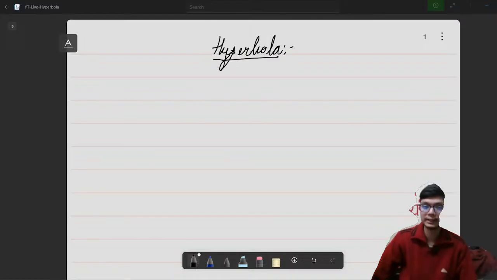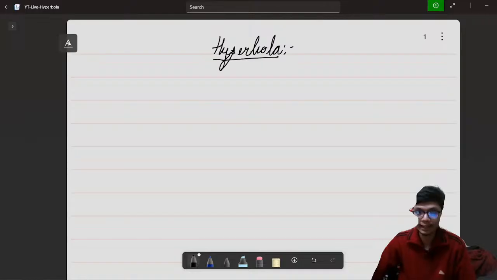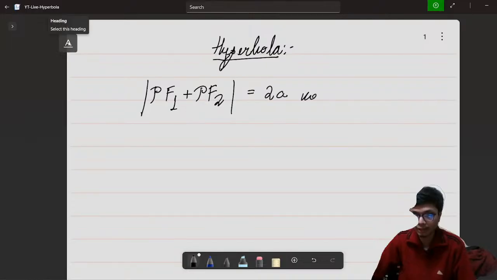ellipse, where we have seen that an ellipse follows a very specific criterion. Any point on the ellipse has the property that if you take the focal distances of that point with respect to the two foci and take the sum of the distances, this is a constant. This was the basic condition for an ellipse. This we have seen so far.